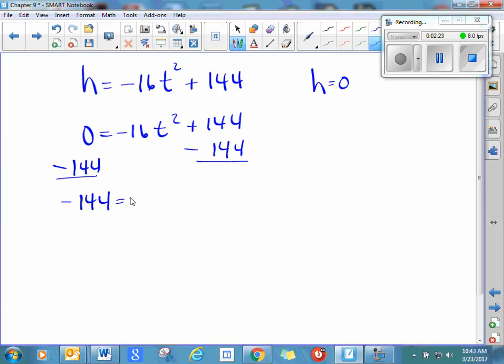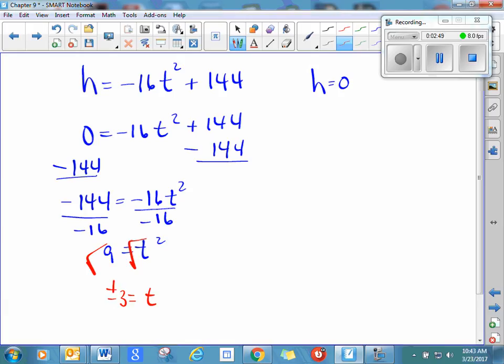So here's what we have in trying to get the squared variable alone. The next step would, of course, be to divide by negative 16, and I end up with t squared equaling, and that's a positive 9. So this looks really nice. You can take the square root of both sides at this point, and you end up with your two answers. t is equal to plus 3 or minus 3.